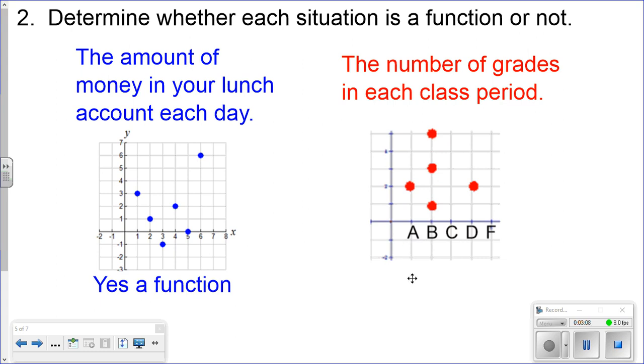Number of grades in each class period. So in this one, this is not a function because there are A's and there's two of them in this class one, and then there's 1, 2, 1, 3, and 5. So this vertical line for grade of a B, we have different y values. So it's not a function.